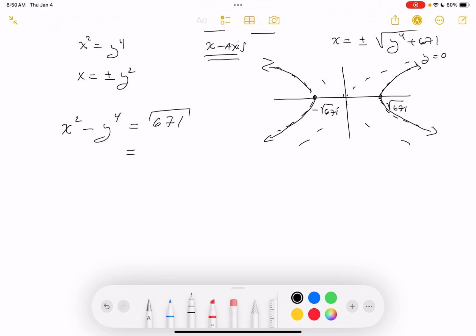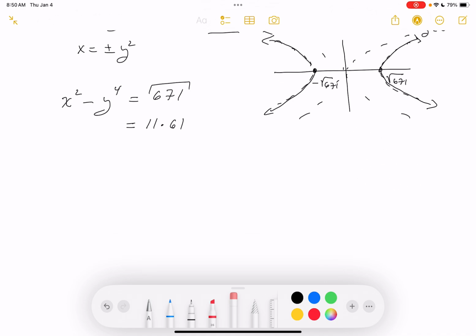I think 11. Let me see if it's 11 now. Yeah, look at that. 11 times 61. By the way, both 11 and 61 are prime. I can't go further than that. Erase this over here.